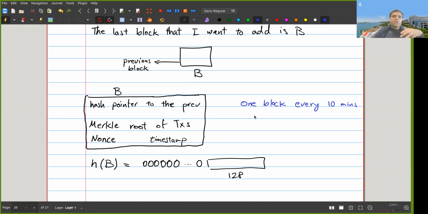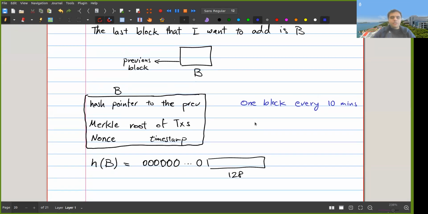On the other hand, if I looked at the 200 previous blocks and I saw that on average they took less than 10 minutes each, then I will increase the difficulty, which means that I will decrease the bound that I have here and say that I need to have more zeros. So I can easily set the difficulty so that I have 1 block every 10 minutes, in the case of Bitcoin.